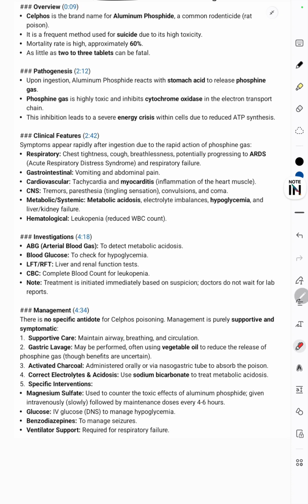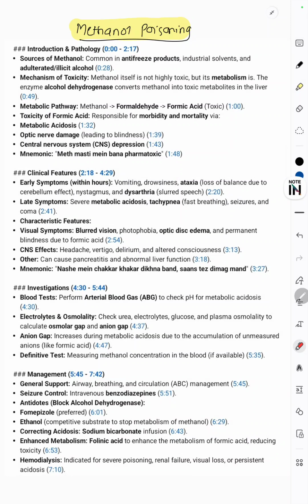Then correct the electrolytes and acidosis by giving sodium bicarbonate to treat the metabolic acidosis. Specific interventions: magnesium sulfate. Magnesium sulfate is used to counter the toxic effects of aluminum phosphide, given intravenously, followed by maintenance doses every 4 to 6 hours. Then glucose should be given to counter hypoglycemia, benzodiazepines to manage the seizures, and ventilator support for respiratory failure.